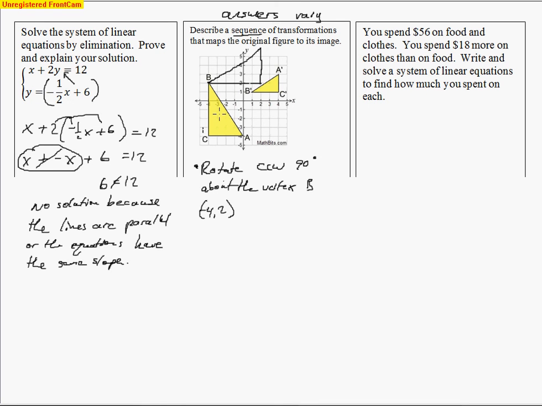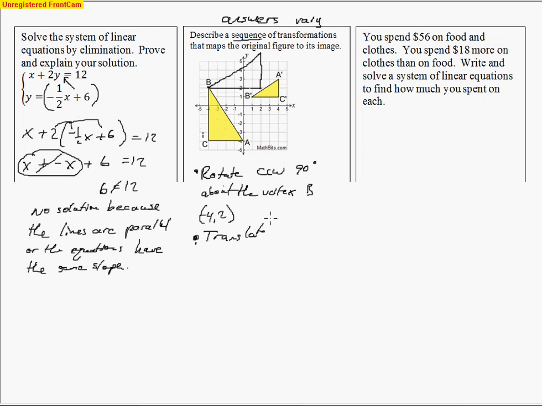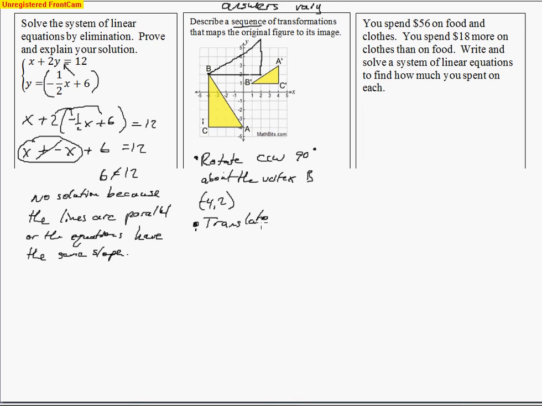So once I've rotated it, now I'm going to go ahead and translate it. I'm going to translate it down 1 and then over 1, 2, 3, 4, 5. So the B's are lined up. So that's what I'm going to do next. So translate 1 down, and we said 4 left.